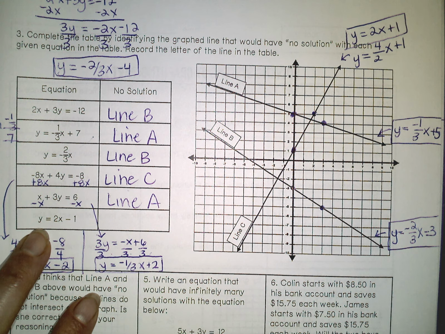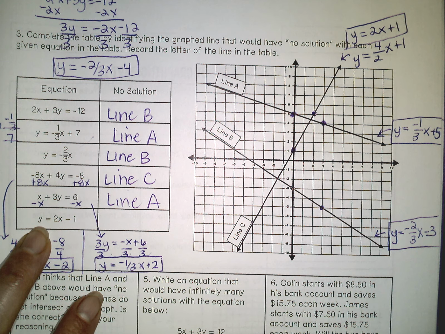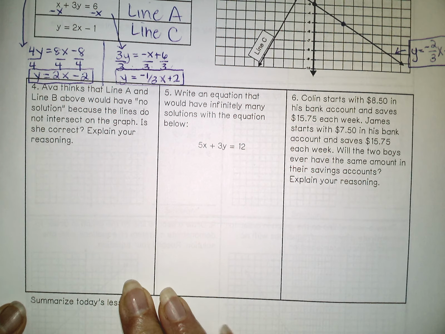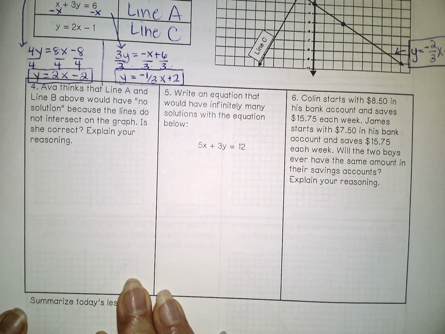They have the same slope, both negative 1/3, different y-intercepts. Okay, the last equation here is already written in slope-intercept form, so which line would match this equation to give you a no solution system? Hopefully you answered line C. They both have the same slope, different y-intercepts.